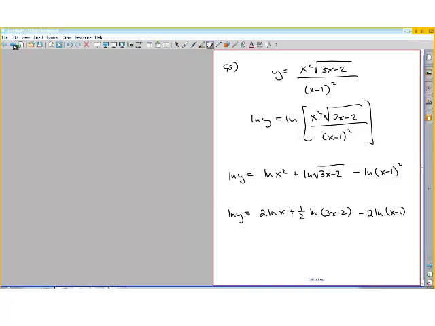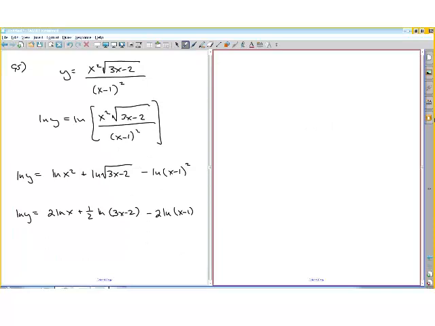So we're going to take the derivative of both sides, and because these are all added together, we just do them separately. So the left-hand side just becomes 1 over y times y prime. The right-hand side becomes 2 times 1 over x for the first derivative plus 1/2 times, in the denominator we have 3x minus 2. In the numerator we have the derivative of this, which actually is 3, not 3x, but 3. And then we have minus. The derivative of x minus 1 is 1, so all we have here is 2 from this constant over x minus 1.